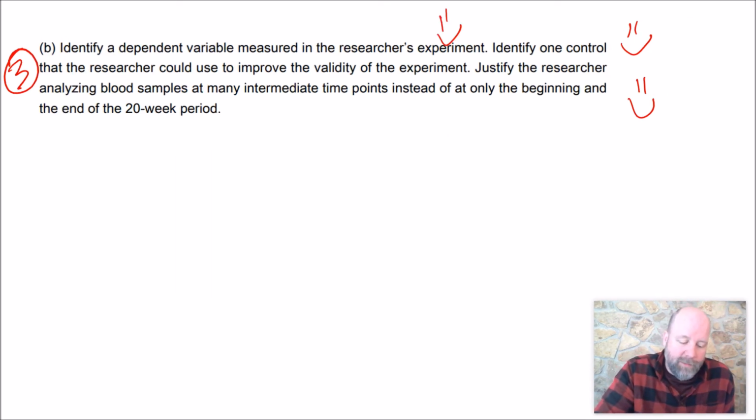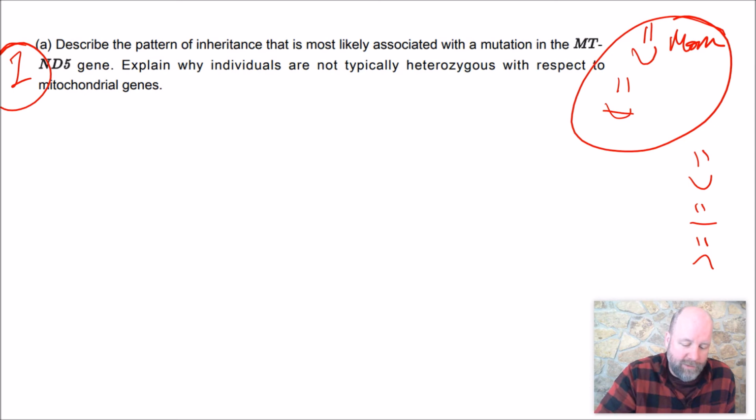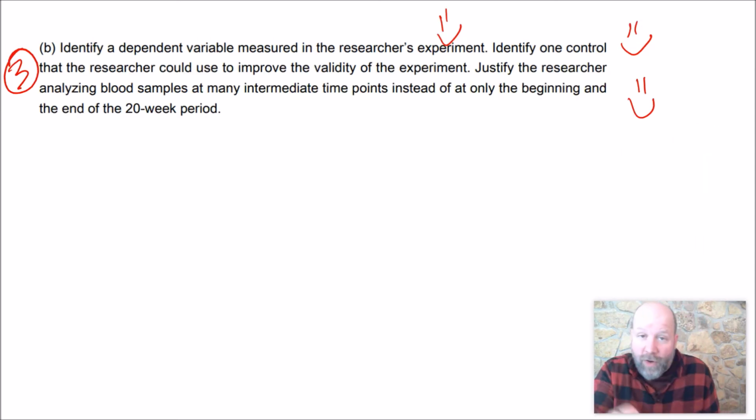B, identify a dependent variable. Which one's easier? Let's go with this one. But we want to always pick the next easiest one, right? Always, what's the easiest one next? What's the one that your brain says, I can answer that right now? Identify a dependent variable measured from the researcher's experiment.